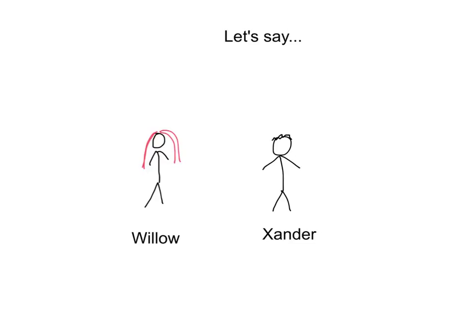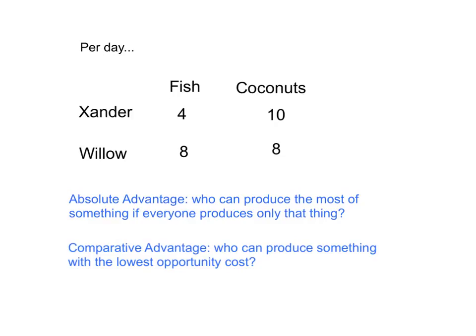And when they're gathering food, they have a couple options. They can either get fish, they can go fishing, or they can look for coconuts. Okay, let's say further that in one day, Xander could get 4 fish if he spent the whole day on fish, and he could get 10 coconuts if he spent the whole day getting coconuts. Notice that his opportunity cost for 10 coconuts is 4 fish, and his opportunity cost for 4 fish is 10 coconuts. You can't do both of these, because if you spend the whole day fishing, you can't spend any of the day gathering coconuts. He could do some mix.